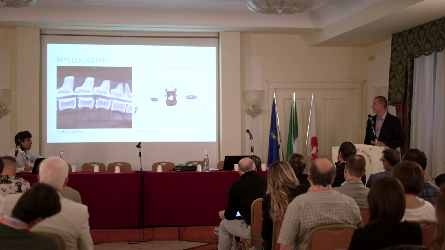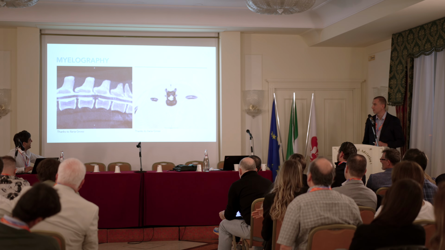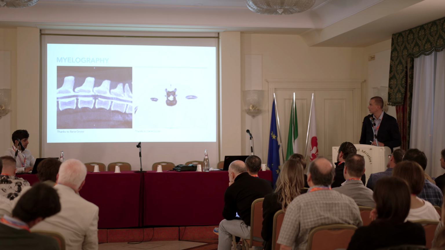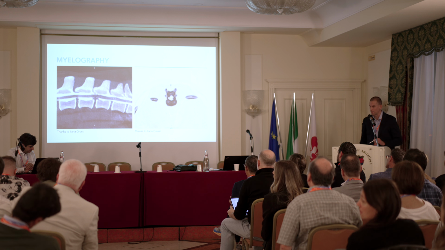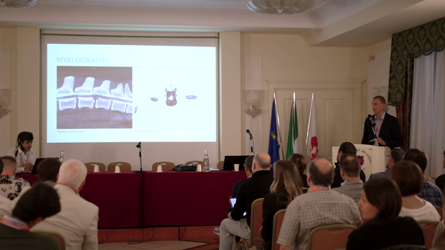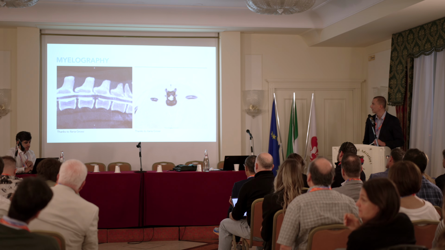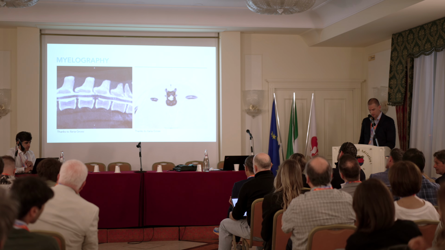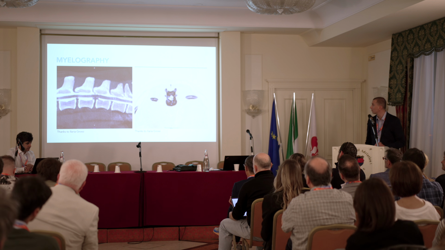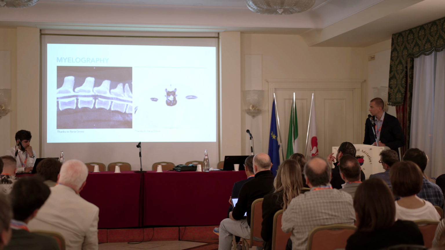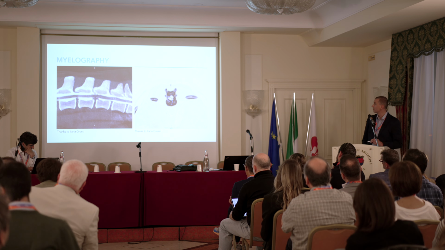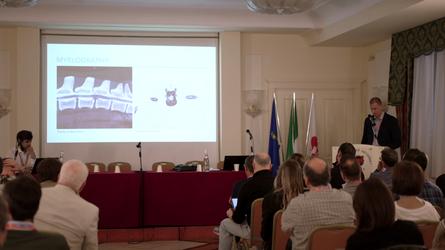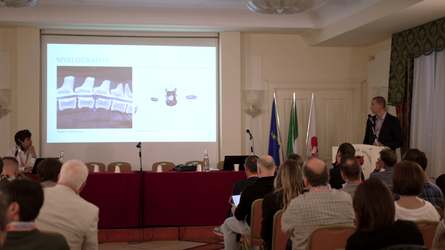So you can see that on the right side there is a reverse colored image. What was black is white, and what was white is black. And there is a very nice part of disc extrusion on the right side. There is a huge intervertebral mass, and the similar is here.